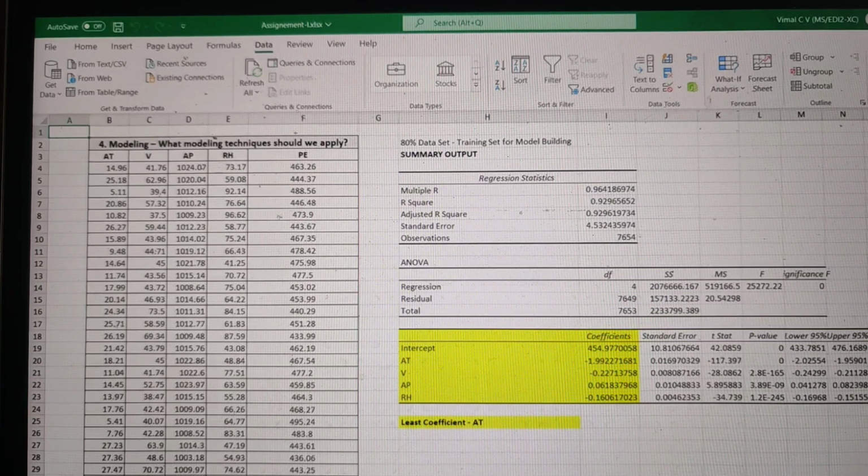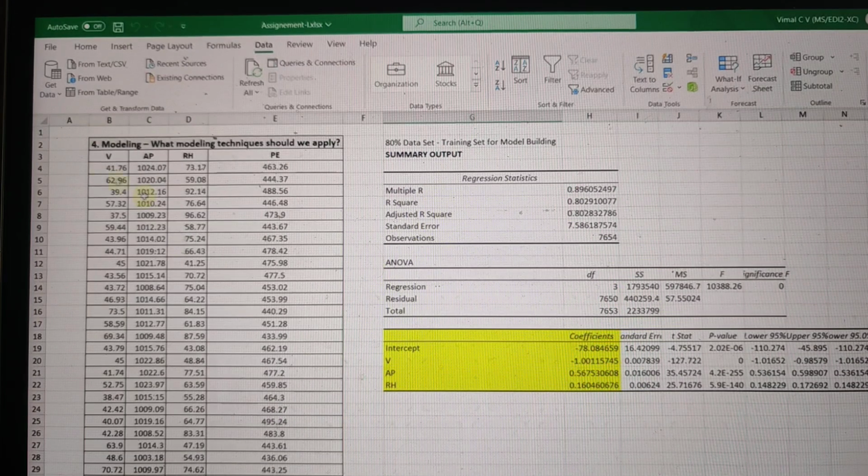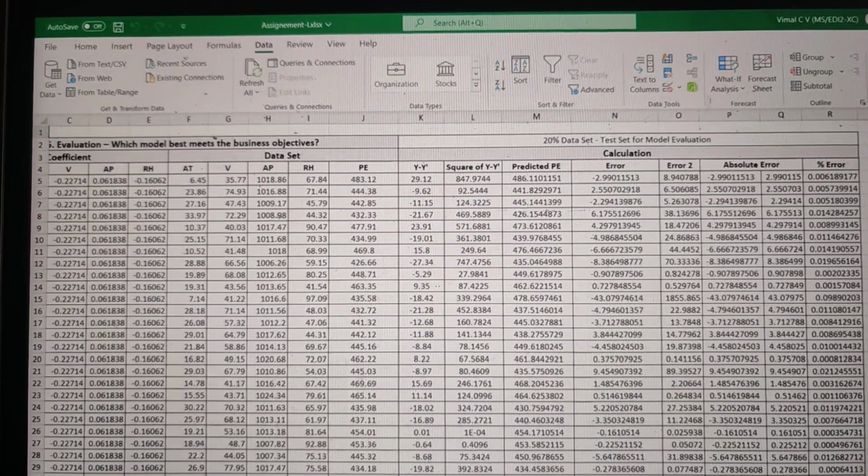So in the next modeling approach, I will be removing this feature and calculating the coefficients again. If you see here, I removed AT, ambient temperature, and again calculated the regression statistics. Finally, you could see the coefficients for these three features. Considering the three features, these are all the coefficient values. And again, we are using the same 80% data set here, the same data set we used in the previous approach one.